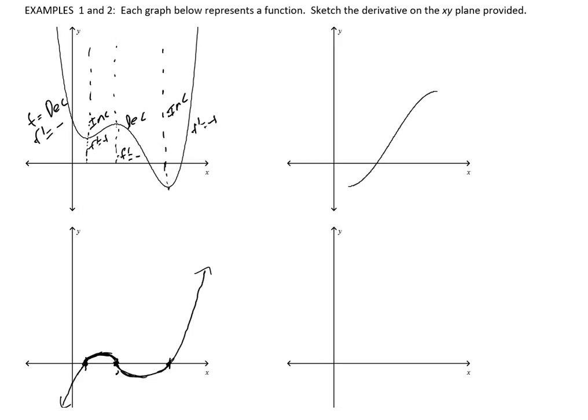Now, let's look at the next one. Okay, this one, it looks like this graph is increasing the entire time. It doesn't look like it's decreasing at all. So which means my derivative should be positive the entire time. It's never going to be negative because this graph is increasing the entire time. F prime is going to be positive the entire time.